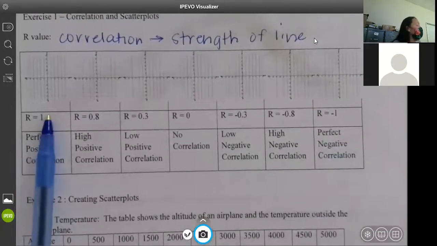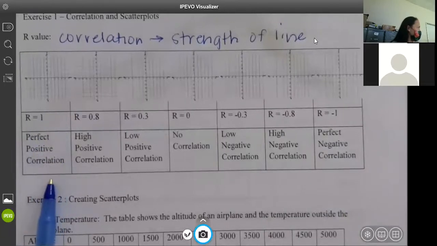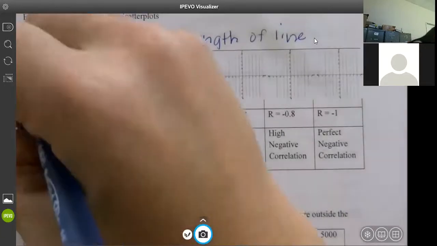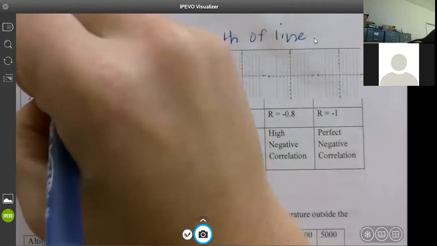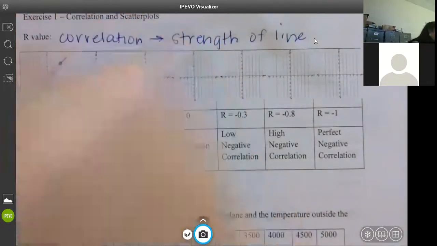Okay, so positive 1 is a perfect positive correlation. That means that the graph looks like this and the points are straight on the line. So we're doing a line of best fit.